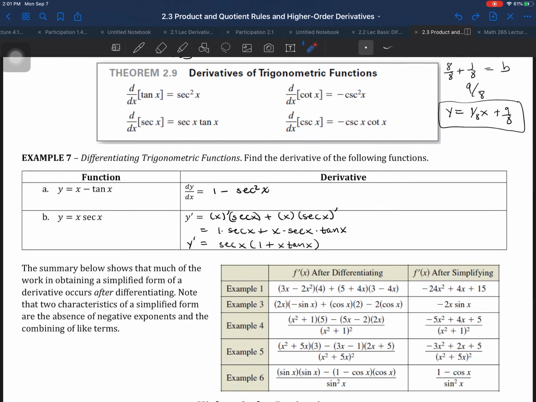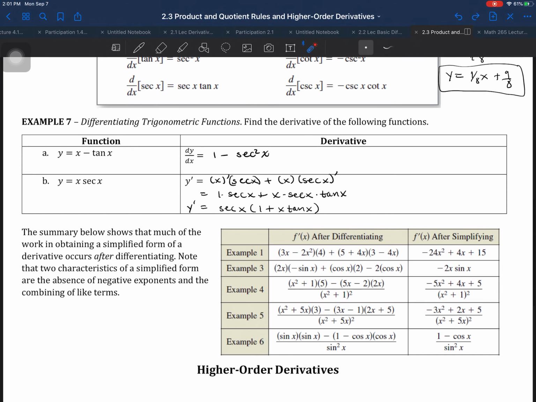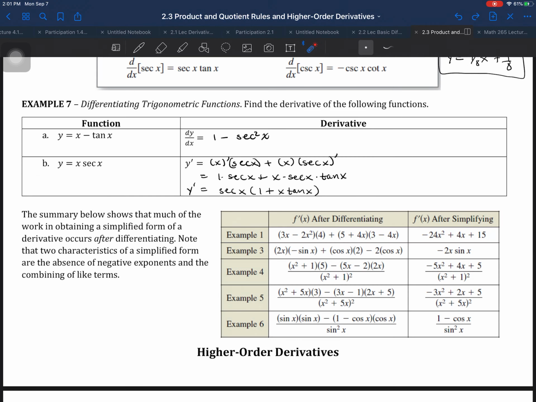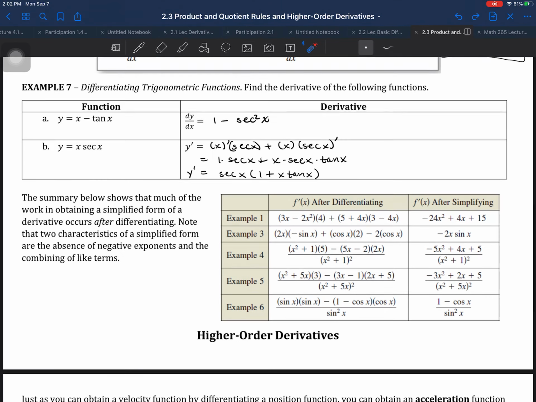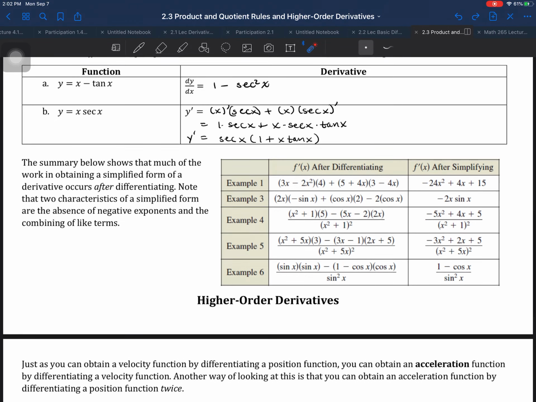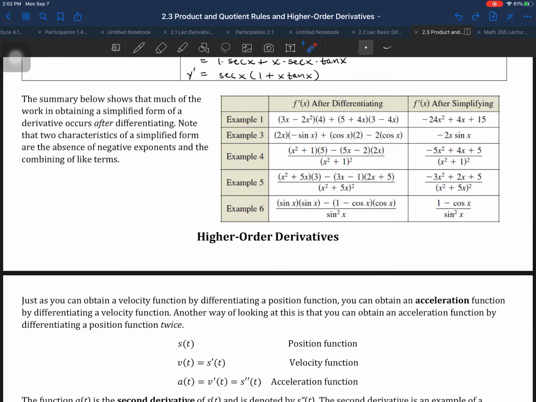All right, so here are a few more examples for you to follow and simplify after you differentiate. Try to simplify these. Now remember that the easiest part is the calculus part. The part that people have the most trouble with is the algebra.